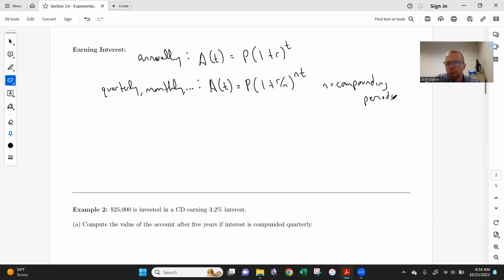So if we're quarterly, there would be 4 compounding periods. I guess we add per year, compounding periods per year. So quarterly would be 4 compounding periods per year, monthly 12, semi-annually 2, that kind of thing, daily 365. And then we have compounding continuously.